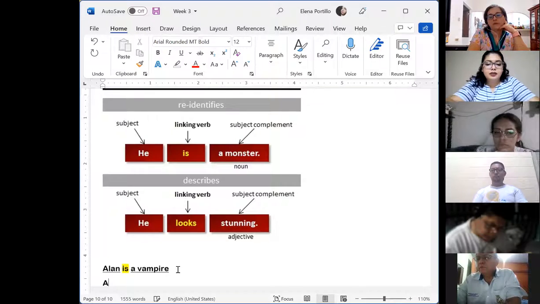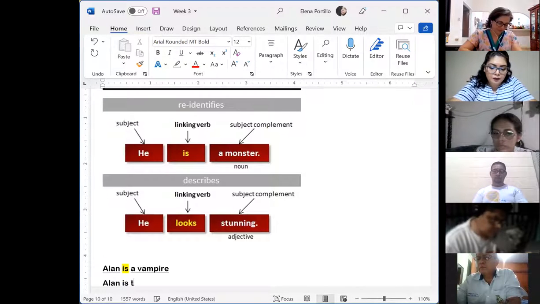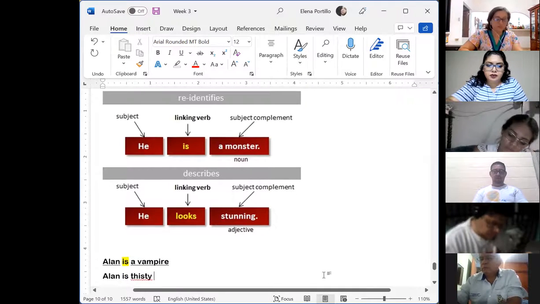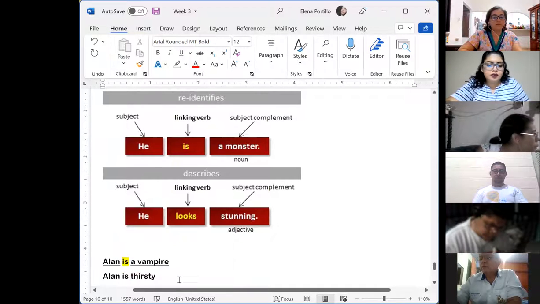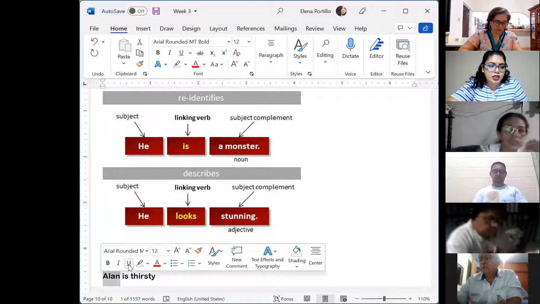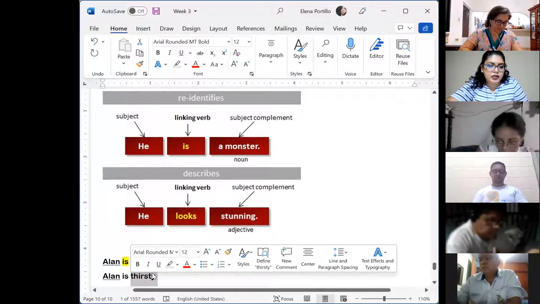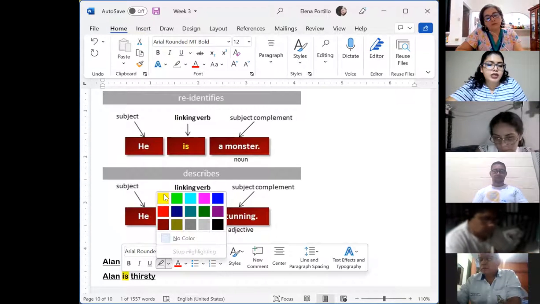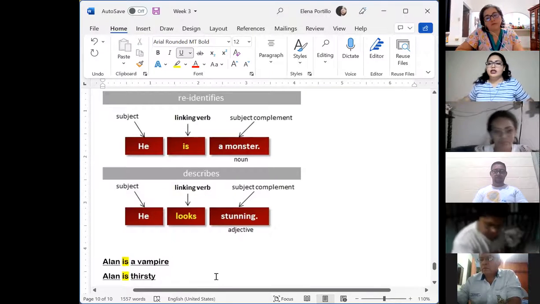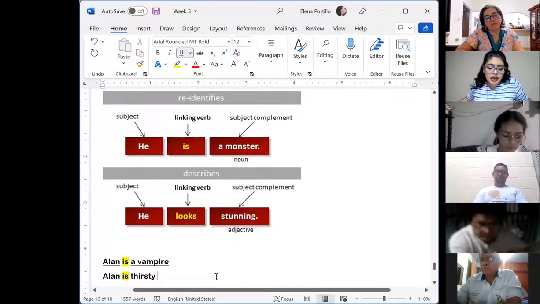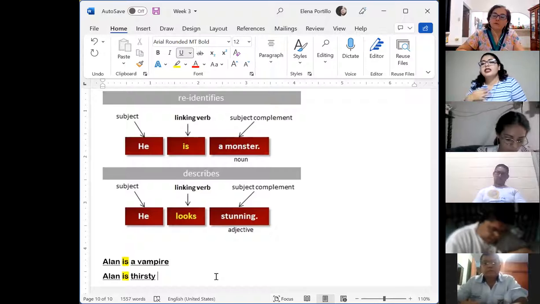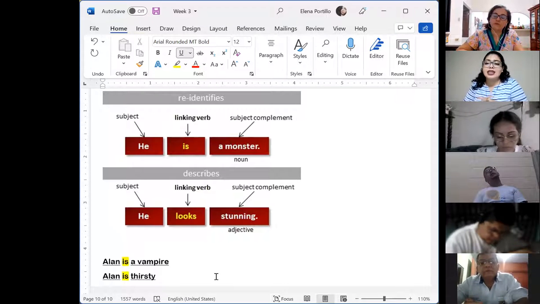Then, Alan is thirsty. Again, this is the subject. This is the complement of the subject and the linking verb. In this case, we are not re-identifying because we are not telling that Alan is something else. In this case, we are describing that he feels something. Él está sintiendo algo, él está sediento.